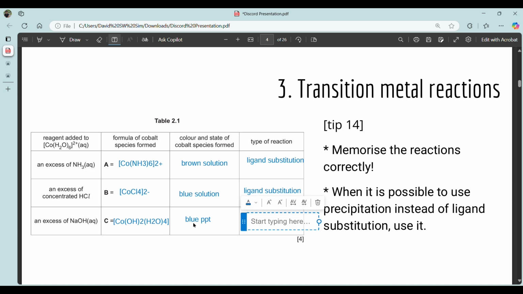Alright, here technically this can be considered ligand substitution. Why? Because the OH is technically displacing two of the water ligands. However, Cambridge always wants you to be specific. Here a precipitate is being formed, so instead of ligand substitution, you're supposed to write precipitation. So basically, if it's possible to actually write precipitation, you use it. If not possible, you just put ligand substitution.